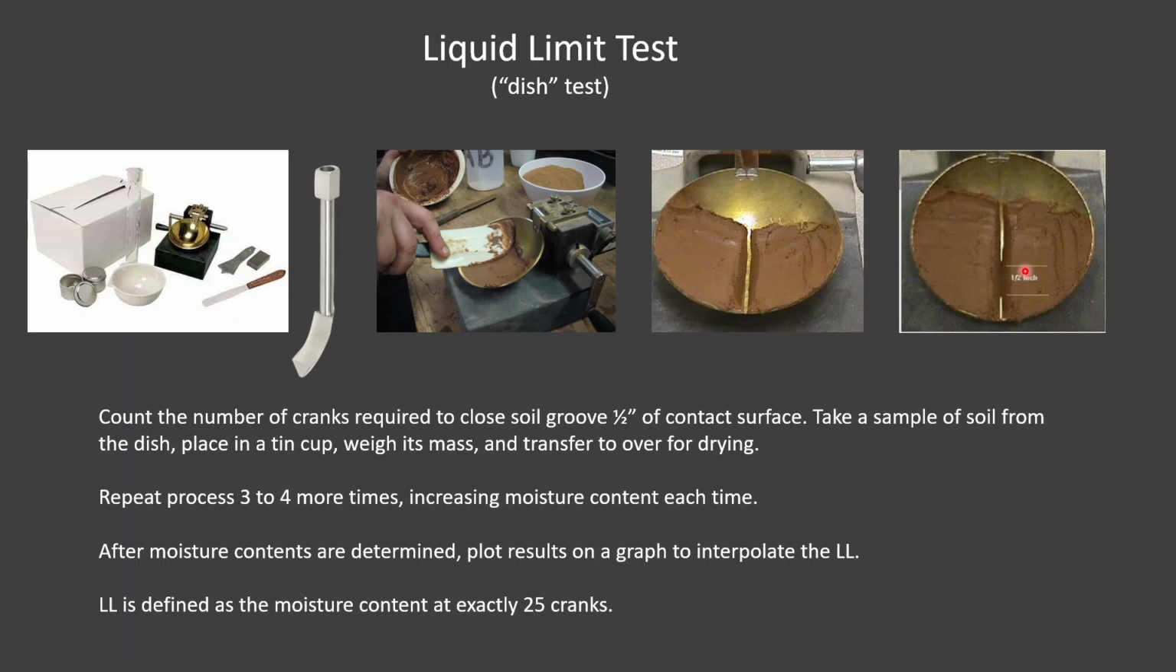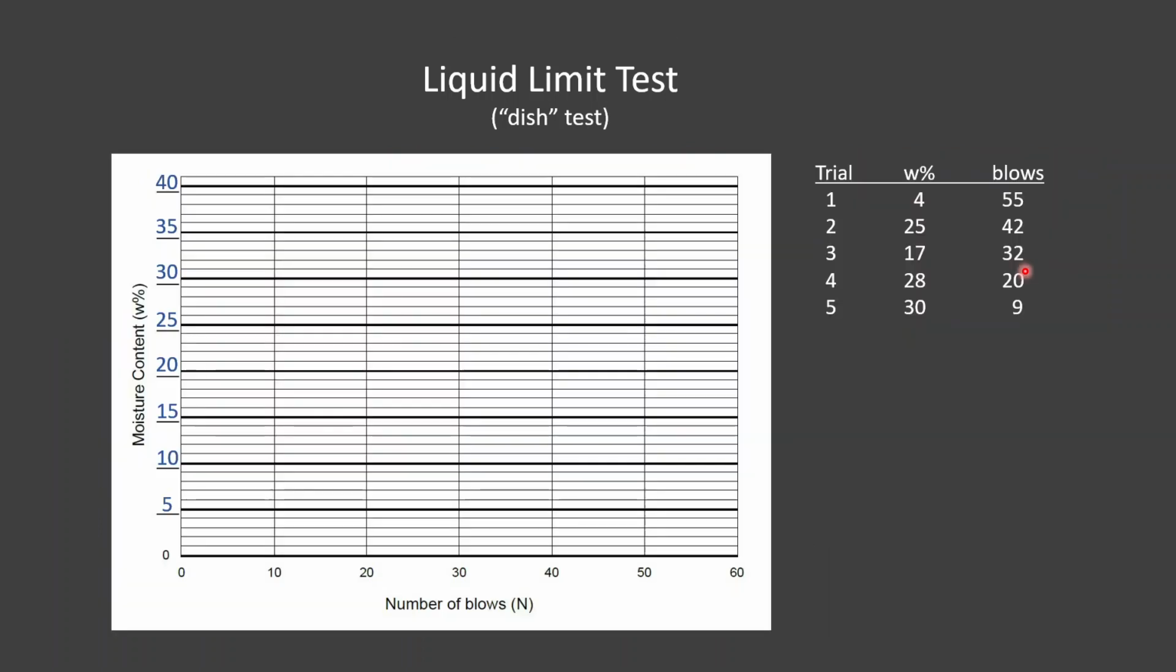And we want to have a series of data points. 5 data points are going to have 5 different moisture contents, and hopefully 5 different numbers of cranks that it took to get that soil to close back on itself. And the liquid limit is defined as the water content at which it would take exactly 25 cranks to close. And it's not likely that one of your data points will be exactly 25, right? Here's just an example of 5 data points that come from a dish test.